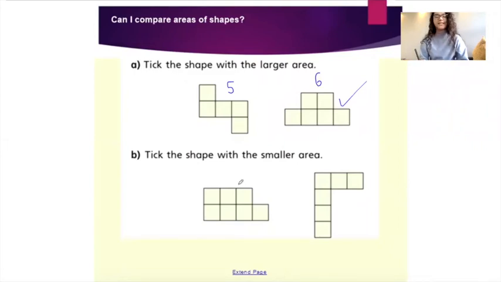So have a go at this then. What would you do here? Which shape would you tick? Right, so this shape has an area of 7. So I'm going to write that down just so I don't forget. And then this shape has an area of 1, 2, 3, 4, 5, 6. So which shape has the smaller area? This one, because the number 6 is smaller than 7. That means that this shape here has the smaller area.